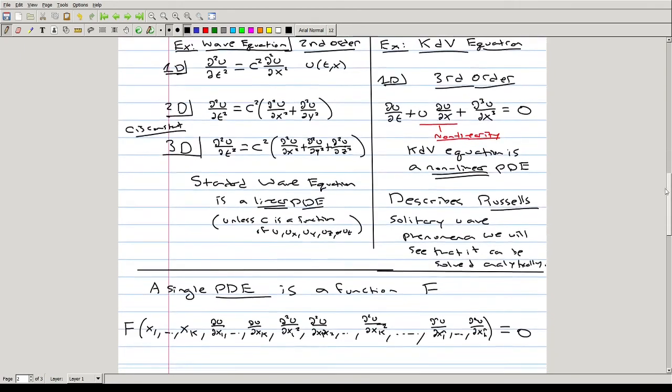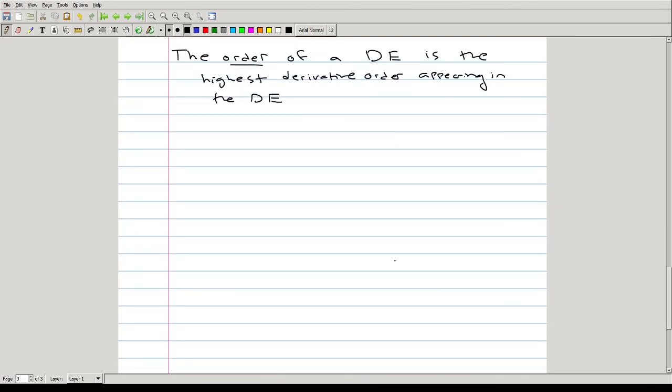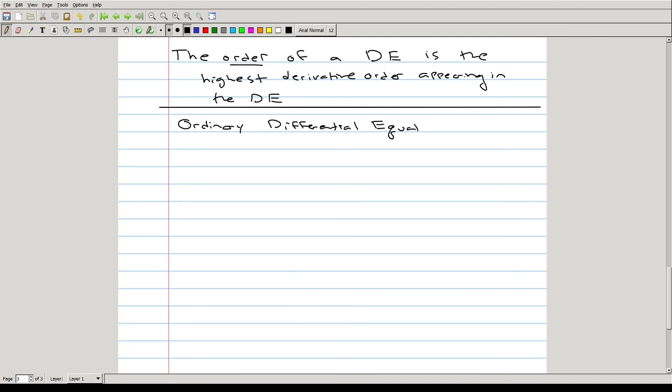So we will touch on PDEs in this course a little bit, but the course is really focused on developing models for ODEs and systems of ODEs, and applying those results to real-world modeling problems. So the next thing we should do is talk about ordinary differential equations. These are differential equations with one and only one independent variable.